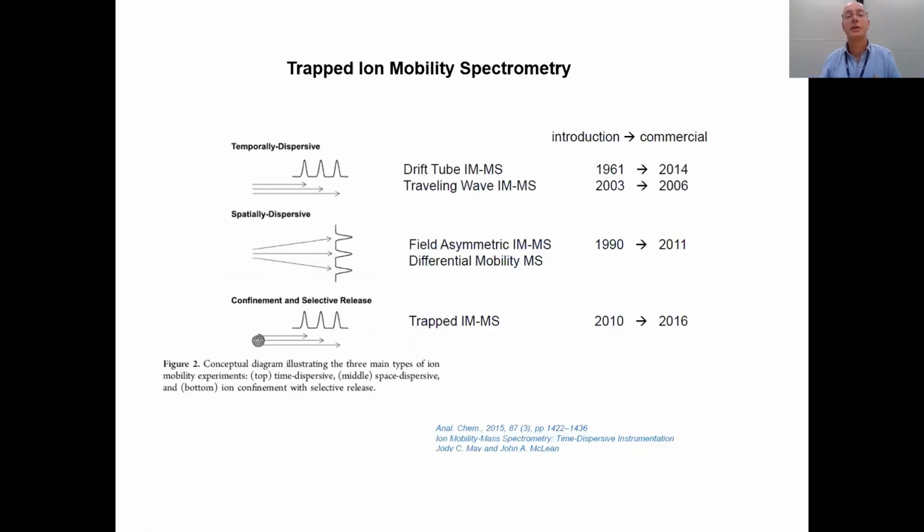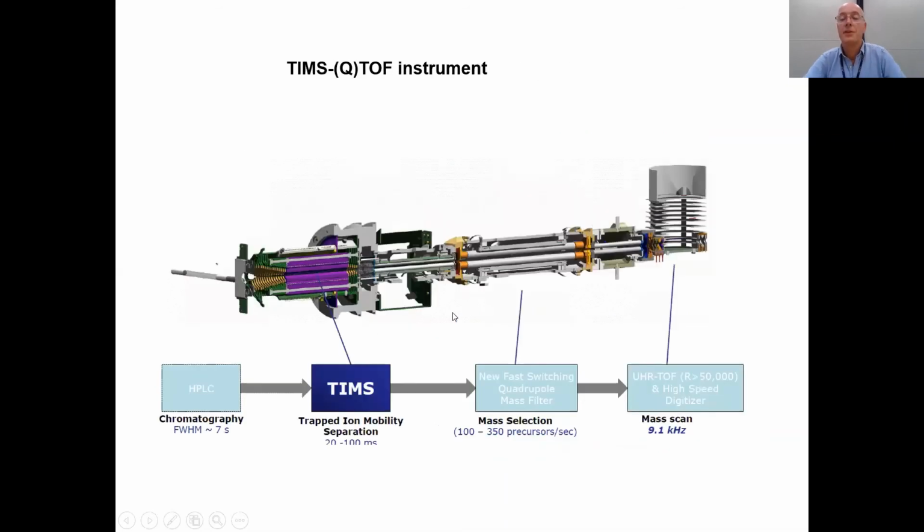There is another type of ion mobility, and this is trapped ion mobility. In the TOF I just showed you, we have temporal separation of ions based on their collisional cross-sectional area. And you can also separate them spatially. This is not normally used. In trapped ion mobility, your ions are trapped in space and also trapped in time. This is what it looks like. So this is our trapped ion mobility cell here.